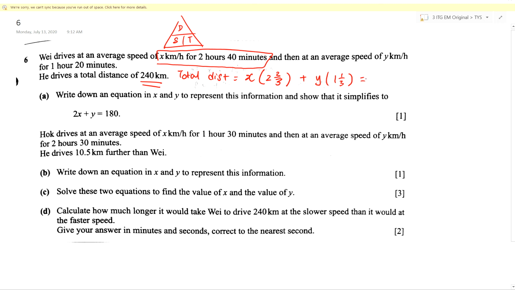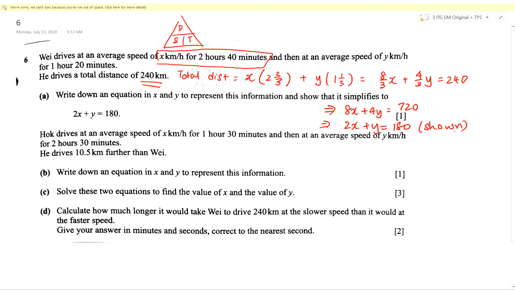So rewriting this, we get 8 over 3 x plus 4 over 3 y. It has to give us 240 because that's the total distance. So multiplying by 3 everywhere, we get 8x plus 4y equals to 720. And we can divide by 4 to leave us with 2x plus y equals 180. And that is shown.